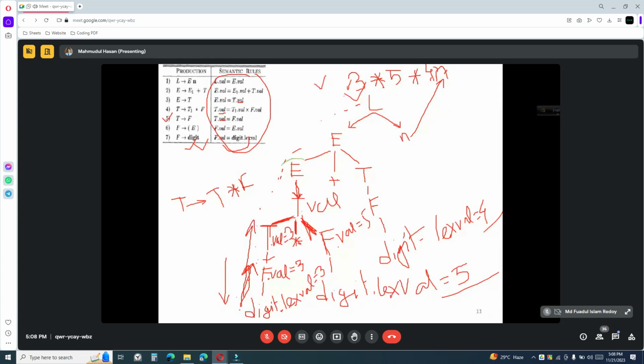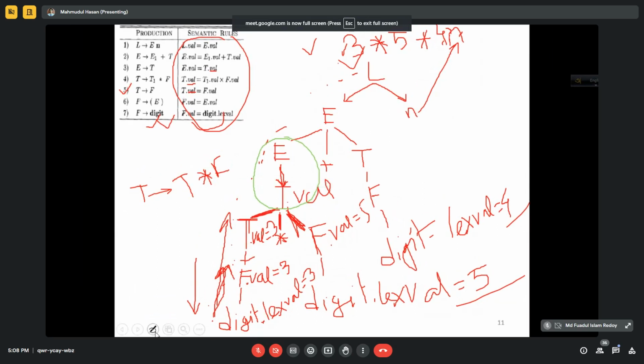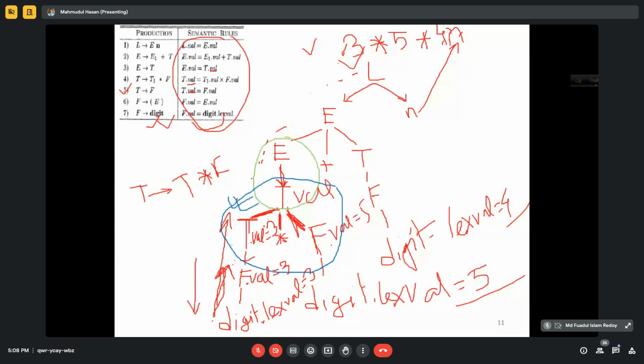When you think of synthesized, just a minute. Look here, two production rules are involved with T. If you think this T, there are two production rules. One is E to T, another one is T to T into F. So for this semantic rule, T value is synthesized. That's why you need to consider T to T into F. But if T is inherited here, that time you need to consider E to T, this production rule. Okay. Now the concept clear?